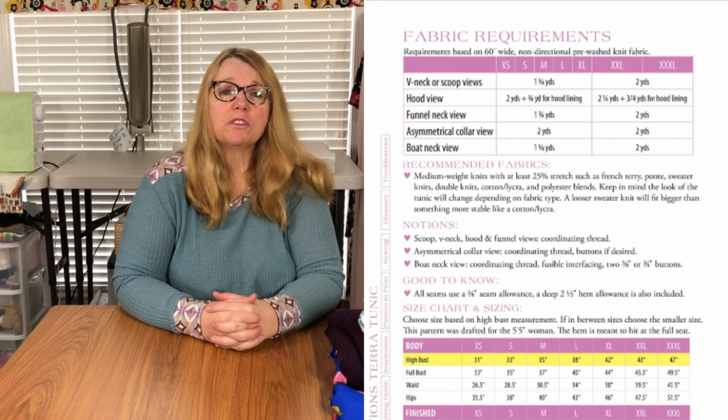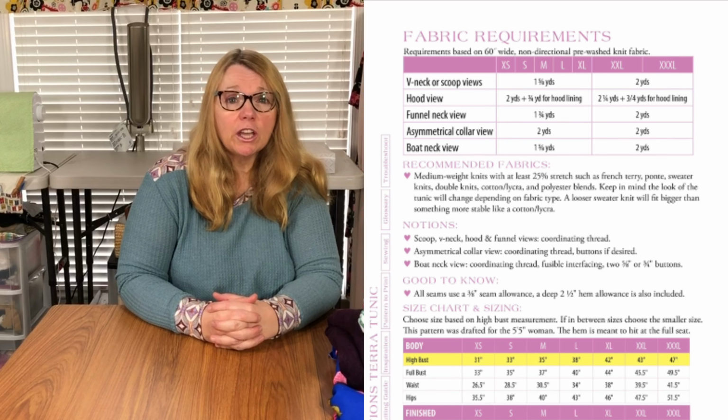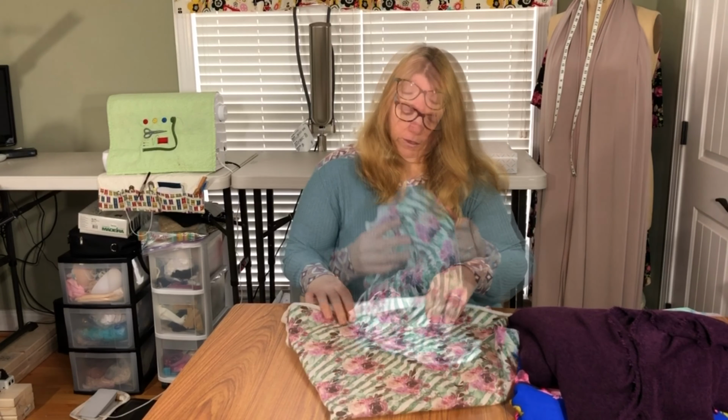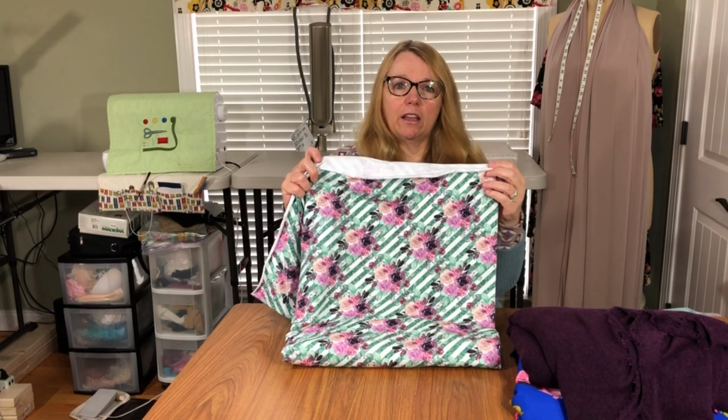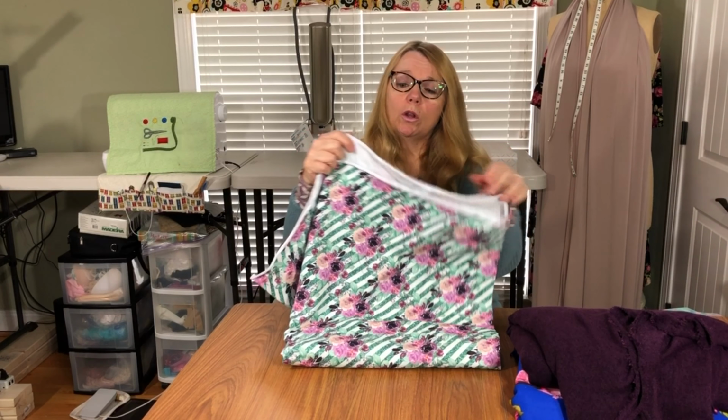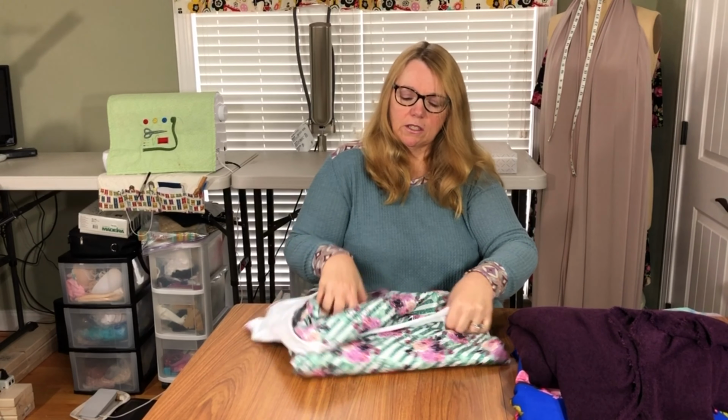Some of the choices for the Terra tunic are cotton lycra, ponte, sweater knit, French terry. There's a lot of different fabric options which make this pattern really versatile. Each one of these fabric choices will give a slightly different look to your finished Terra tunic. And that's fun too. So let's talk about cotton lycra. Here I have some cotton lycra. Now some of the characteristics of cotton lycra is that it will roll. You can see it rolling on the edges.